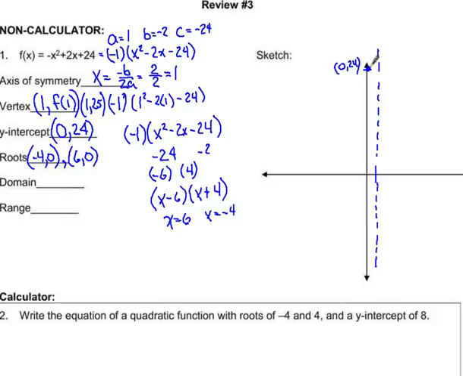We now know our roots are at (-4, 0): 1, 2, 3, 4. We're going to put a point here. And our positive root is at 1, 2, 3, 4, 5, 6. We put a point here. We only have one more point to put on our graph, and that is going to be at our vertex.